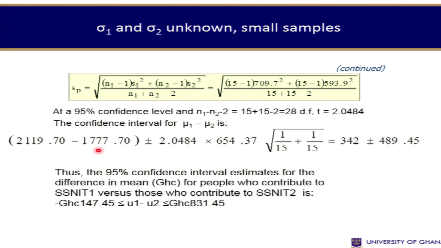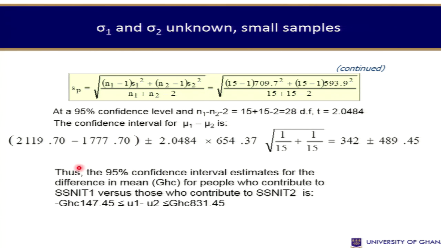Similarly, the difference in terms of the means will be 2119.70 minus 177.70, which will give us 342. Then we have our T statistic, which is a T distribution with alpha over 2, which is 0.05, and a degree of freedom of 28, giving us a T value of 2.04.